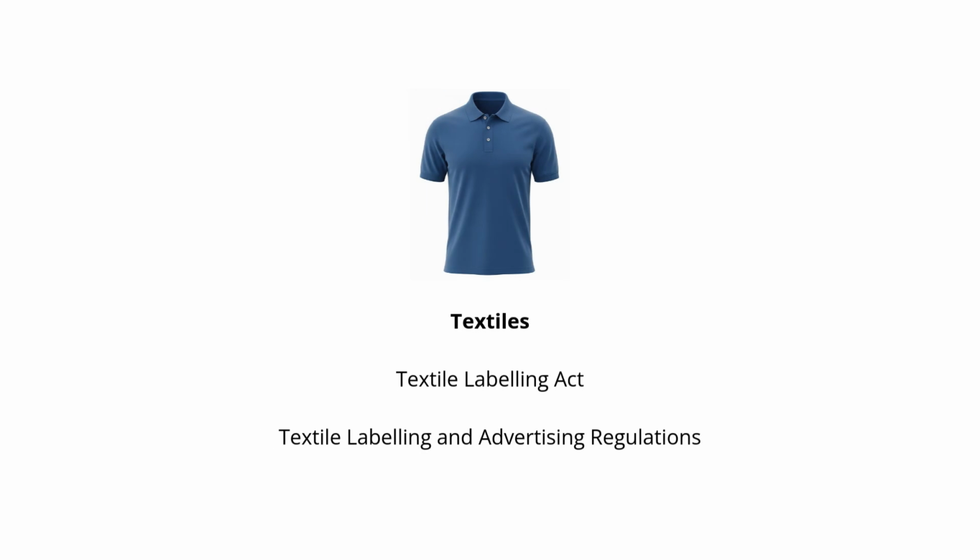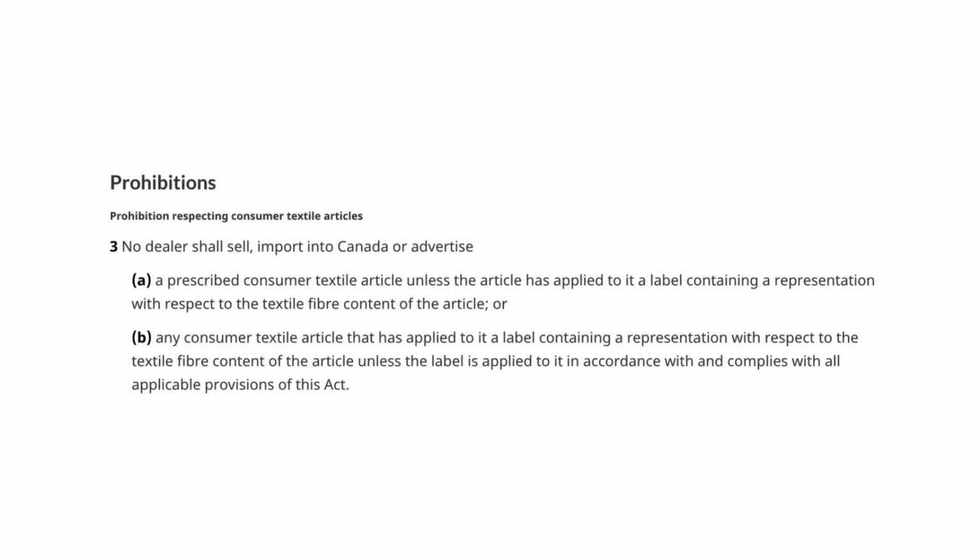Let's move on. So next we have textiles, and the Textile Labelling Act and the Textile Labelling and Advertising Regulations. The way it often works in Canada is you have an act that sets the baseline requirements, the general requirements, the broader requirements, if I can use that term. Very often you can find more specific requirements in regulations made under the act, such as the product-specific regulations that I showed, or in this case you also have an act and a set of regulations. Let's begin with the act.